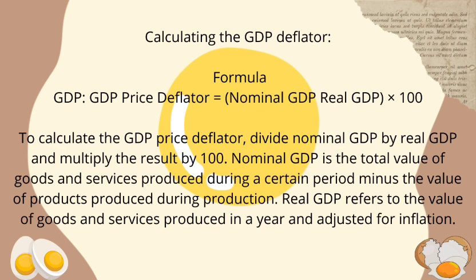Calculating the GDP deflator. The formula, as you can see: GDP price deflator equals nominal GDP divided by real GDP times 100. To calculate the GDP price deflator, divide nominal GDP by real GDP and multiply the result by 100.